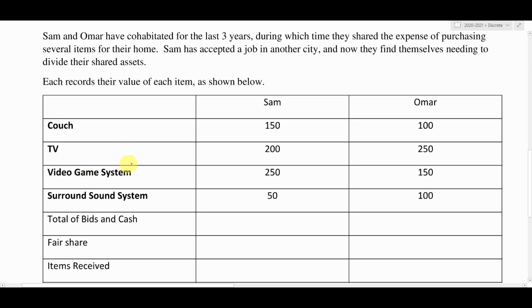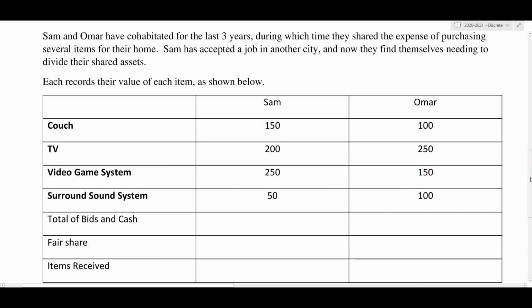Now, they go ahead and they bid on each of the individual items. So Sam bid $150 on the couch, while Omar bid $100 on the couch. So Sam valued the couch more than Omar. And then they did the same thing for the TV. So Omar valued the TV more than Sam. And remember, they can't see each other's bids, so they have no idea what the other person thinks of these items. But here we can see the bids for each person.